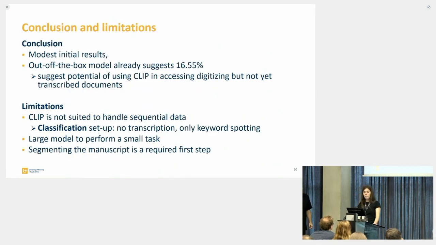So to conclude from all this, my initial results are quite modest, 16.55%. However, again, this is an out-of-the-box model, which has never been trained on a specific handwritten data set before. So it can already suggest that CLIP could be useful in going from a digitized manuscript not yet readable by the computer to actually making it accessible for a computer.